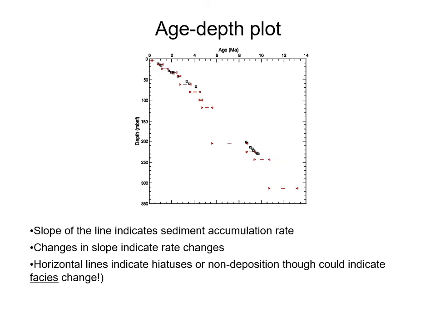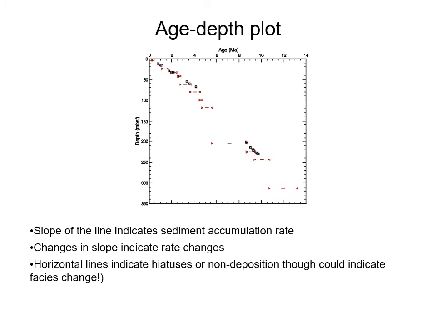So here's an example of an age depth plot. You notice that the horizontal axis is age and the vertical axis is depth. And we have different symbols, little squares and little triangles, and what those are telling us is the first and last appearance datum of various fossils. What kind of fossils? It really doesn't matter at this point.